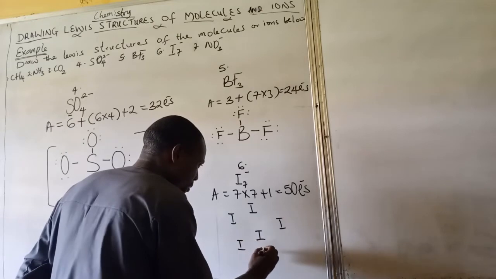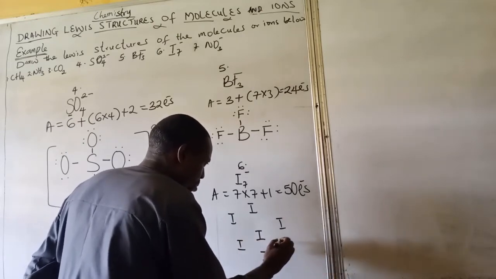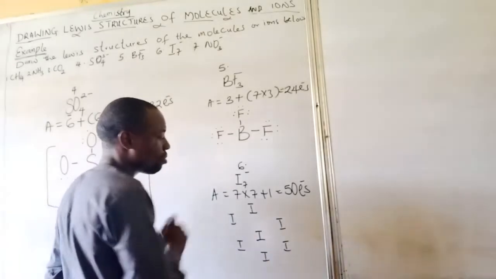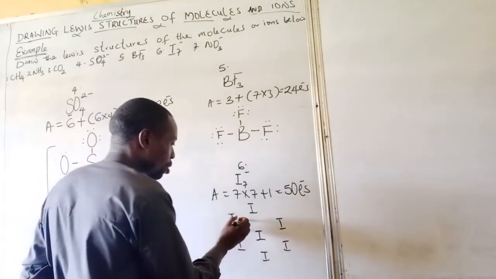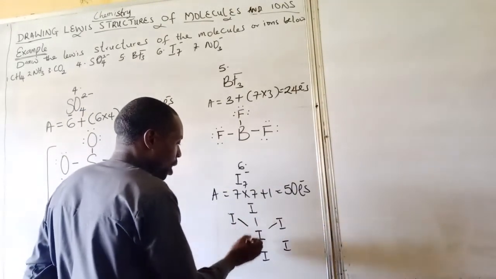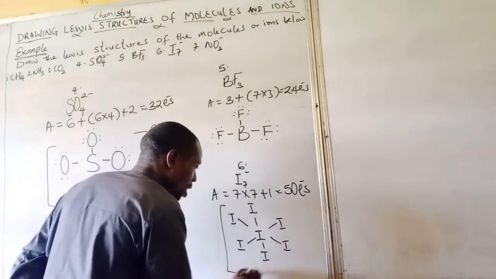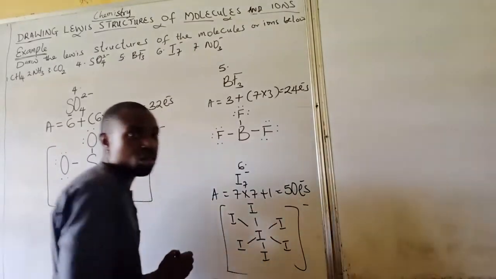I just spread it around. 1, 2, 3, 4, 5, 6, 7. So I put a single bond all around it, and I put it here in bracket minus.